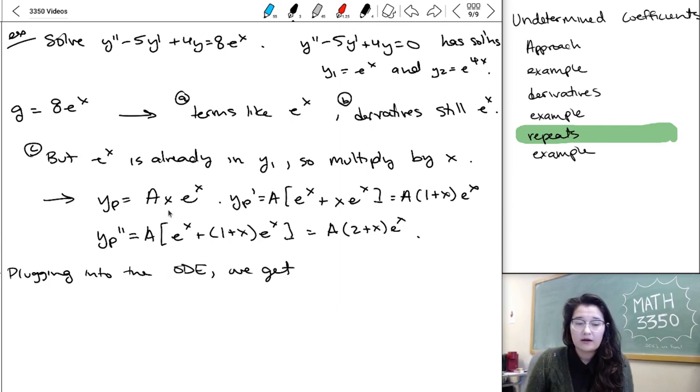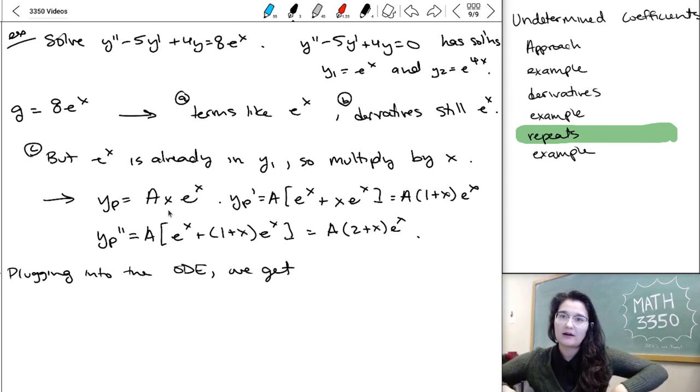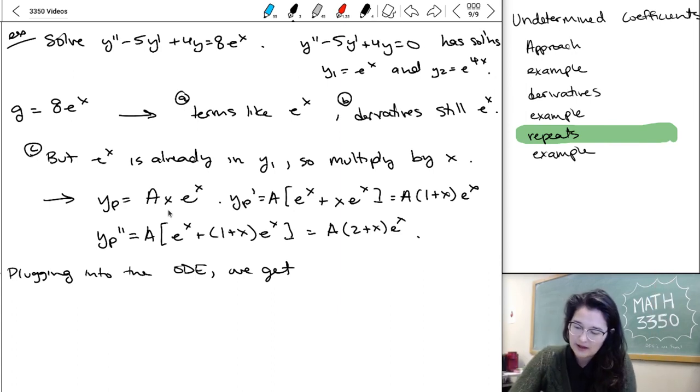So next, we got to plug it into the ODE. I'm going to go ahead and move to the next page. That way, when I start setting up my equations, I don't have to bump pages like we did last time. So hit pause if you're still writing.